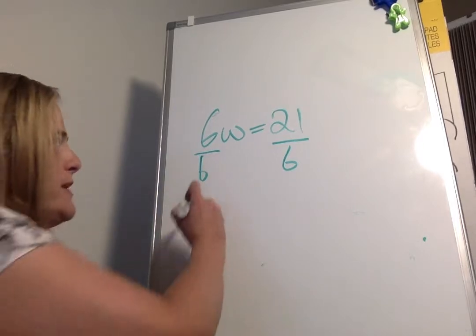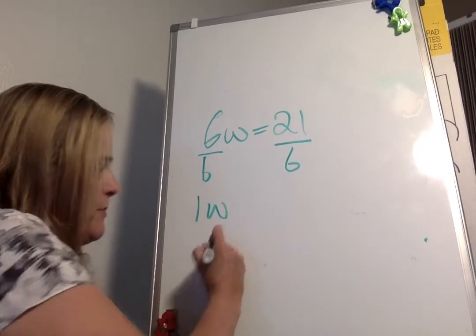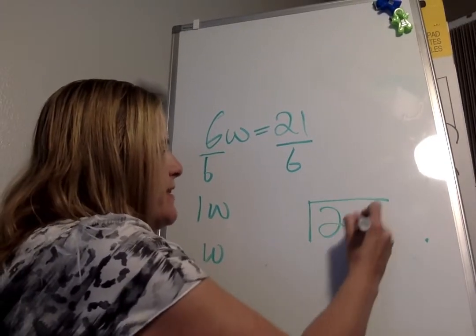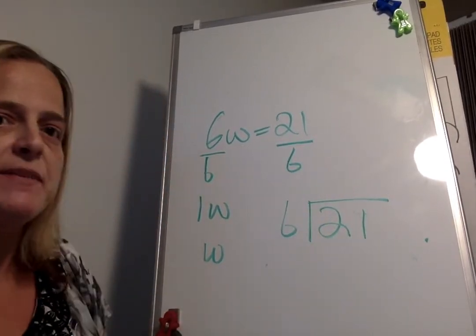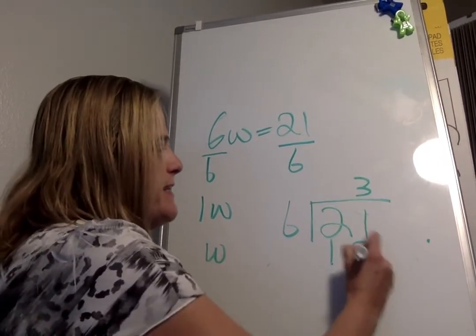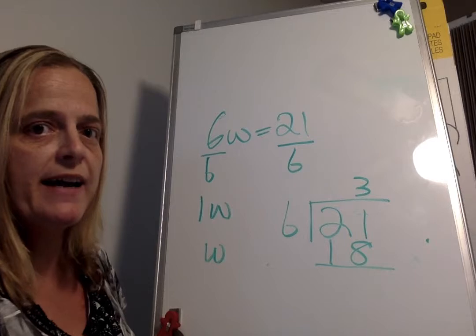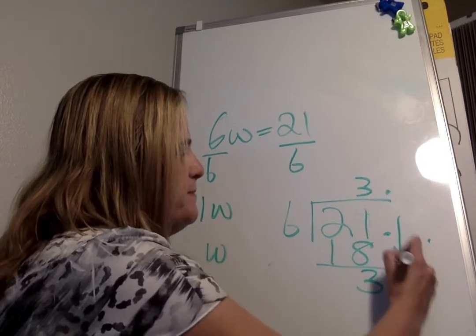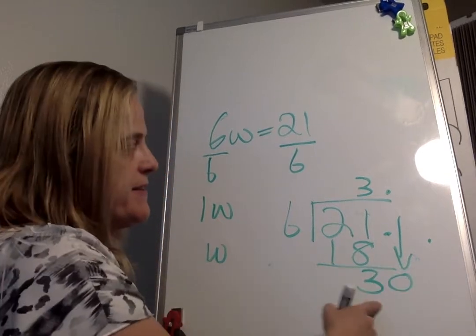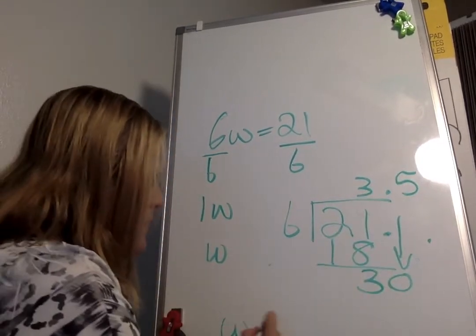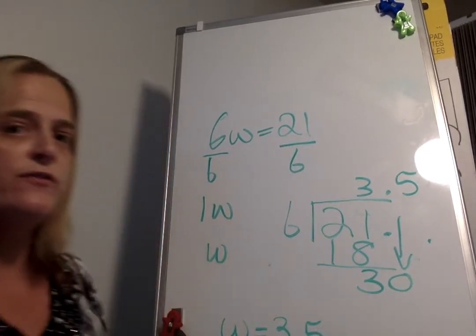So therefore, you get 1w, which is the same as just w by itself, right? And then it's 21 divided by 6. How many times is 21 divisible by 6? 3 times, which is 18. I'm going to subtract. I'm going to bring down in a second, put in a decimal, bring down. How many times is 30 divisible by 6? 5. So therefore, w equals 3.5.